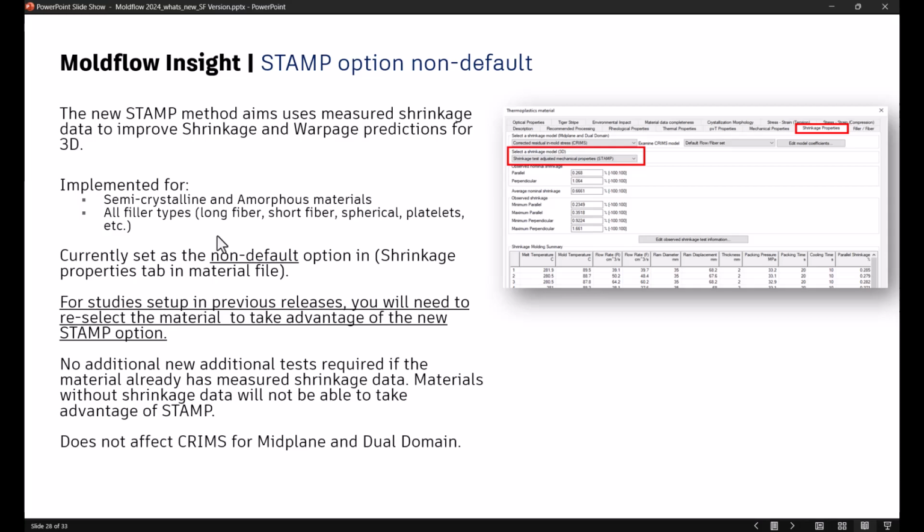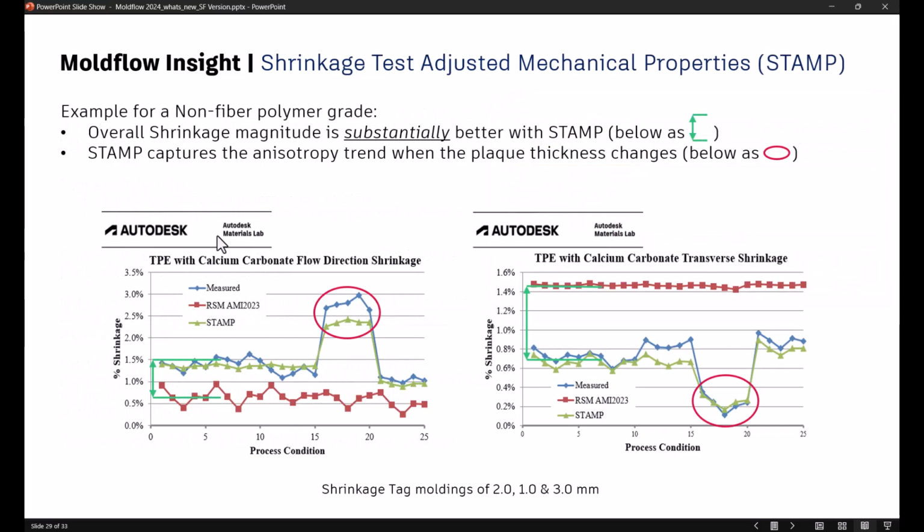Currently it's non-default, so the user has to go and set it to take advantage of the shrink options. And the question arises, does it need any additional material test data? No, no additional test data is needed. It just takes the information from the UDB file. If it has the CRIMS data, it pulls the CRIMS data, and then we apply this correction factor to the 3D mesh. And it's already been tested in our labs.